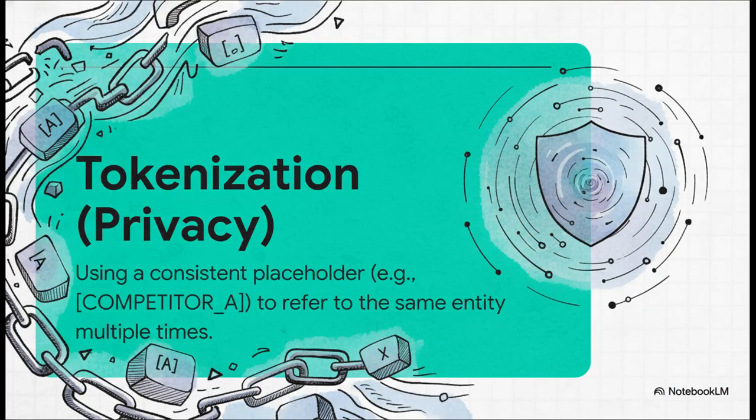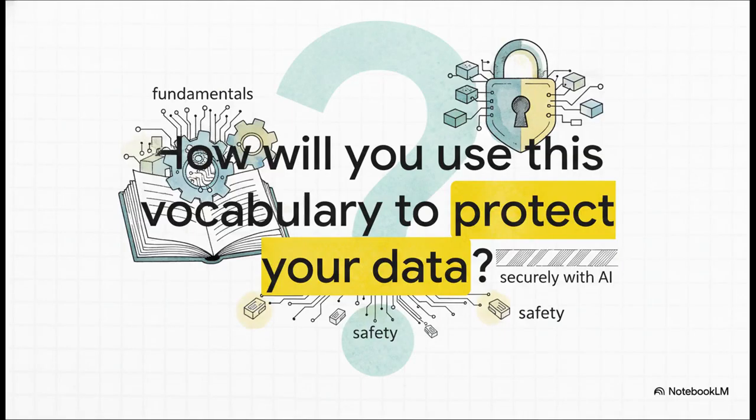Now, there's a related idea here called tokenization, specifically in the context of privacy. This is just about being consistent with your placeholders. So if you're talking about two different competitors in a long chat, you wouldn't just say competitor over and over. You'd call one competitor A and the other competitor B. It's a simple trick that helps the AI keep track of who's who, all while keeping the real names completely secret.